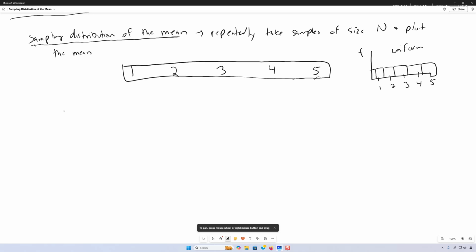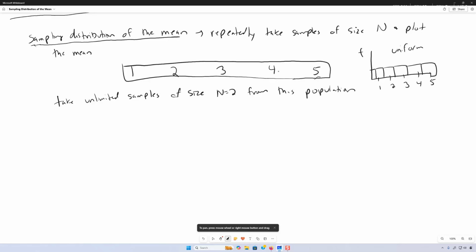Now let's say I take unlimited samples, or as many as I can, of size 2 from this population. So I'm going to take as many samples as I can with replacement from this population of 5 scores. Okay, and I'm going to plot it.